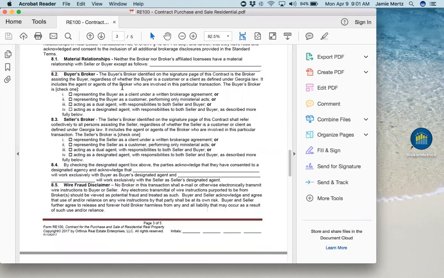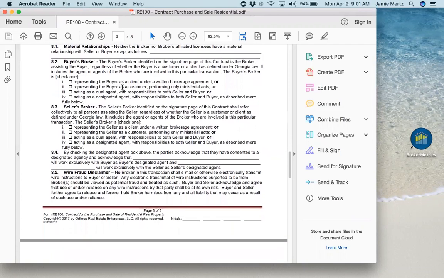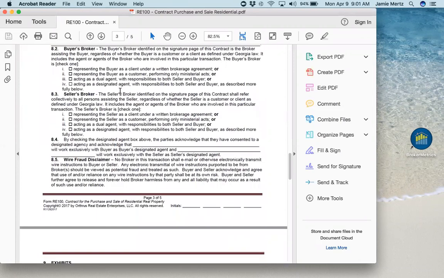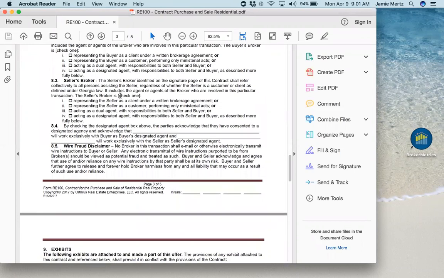Paragraph 8.2, buyer's brokerage. If you are representing the buyer, you need to talk about what your relationship is. Are you representing them as a client with a written brokerage agreement, or are you representing them as a customer performing only ministerial acts? If you're doing dual agency, where you're representing both the buyer and the seller under a written brokerage agreement, you'll need to disclose that. And a designated agent is when you and the selling agent both work for the exact same brokerage firm. Then you would be designated agency. You would be a designated agency representing the buyer. They would be a designated agency representing the seller.